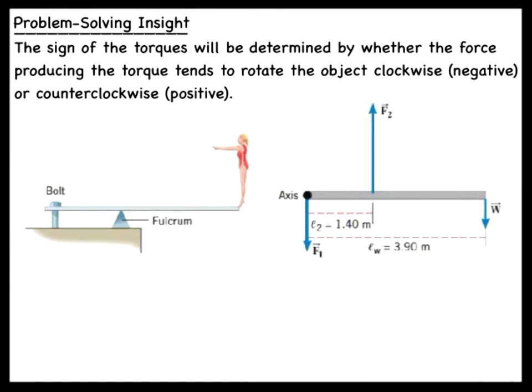Of the forces in the free body diagram, only the diver's weight, W, and the normal force from the fulcrum, F2, will produce a torque about the axis of rotation. Since F2 wants to rotate the board counterclockwise, its torque will be positive. And since W wants to rotate the board clockwise, it will produce a negative torque. Therefore, in step 5 of our reasoning strategy, the sum of the external torques will be given by the following: the torque due to F2 minus the torque due to her weight.